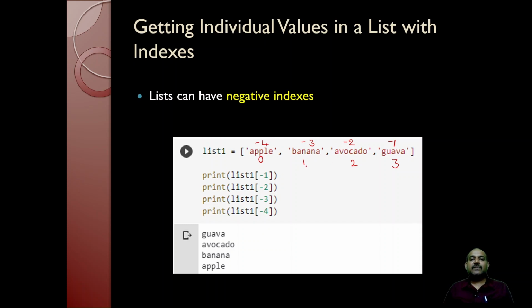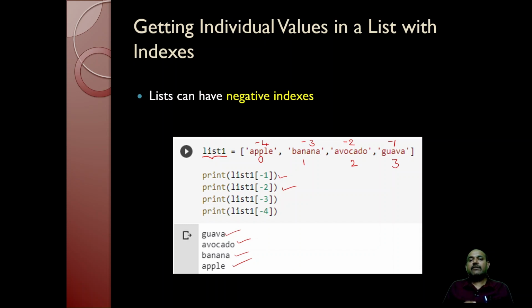reverse order. Therefore, if I try to access list 1 of -1, as I said, -1 is for guava. So it is going to print a fruit named guava. Next, list 1 of -2. So the -2 value is avocado, -3, and -4 is apple. Like this, you can also access the items in the list with negative indexes.